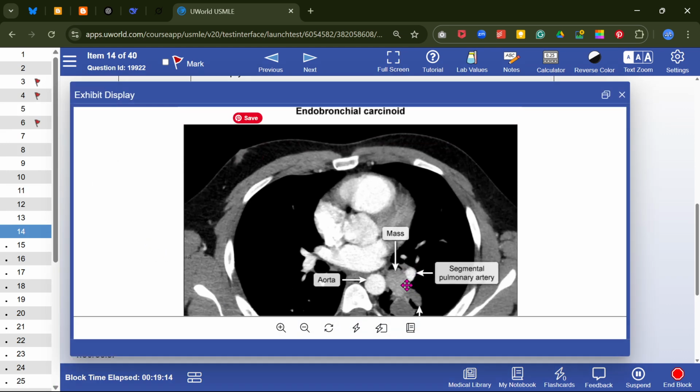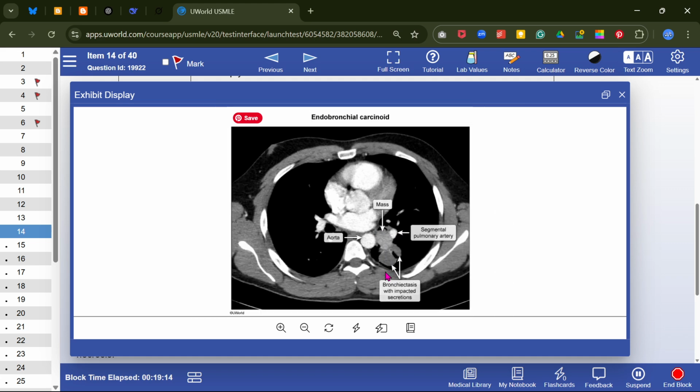Okay. Mass. Look at the endobronchial carcinoid. So there is mass, then bronchiectasis with impacted secretion. There is also bronchiectasis with impacted secretion and segmental primary artery.